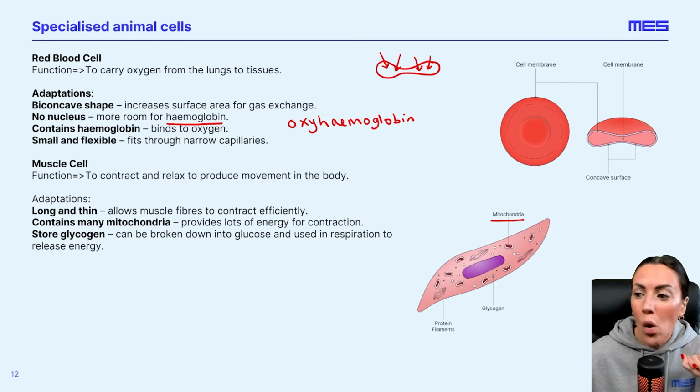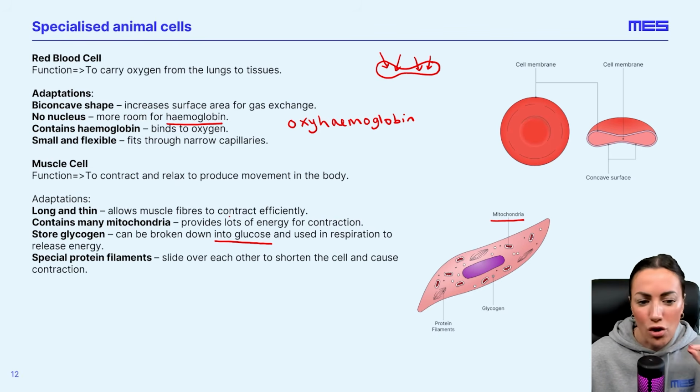They can store glycogen. Glycogen is a store of glucose, so it's many glucose monomers joined together. And what muscle cells can do is break down the glycogen into glucose, so they've always got glucose to use for respiration, so they can always release energy for contraction.